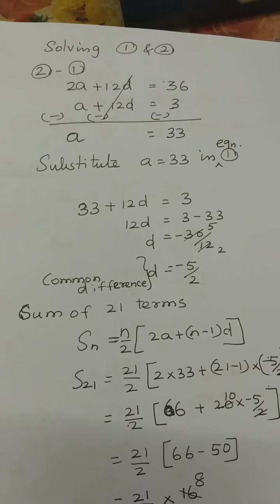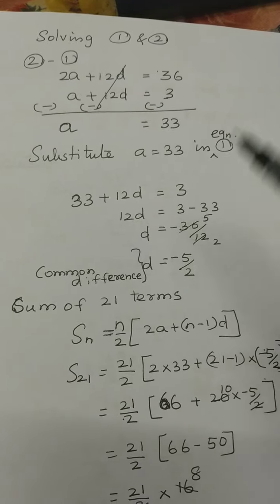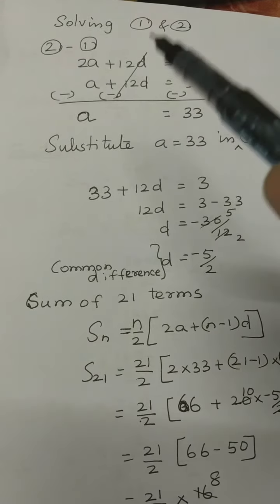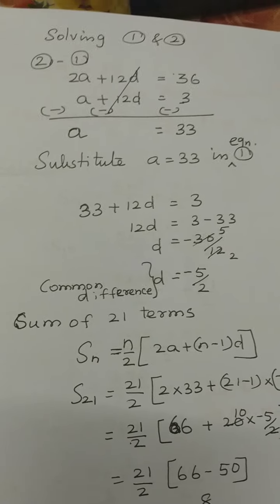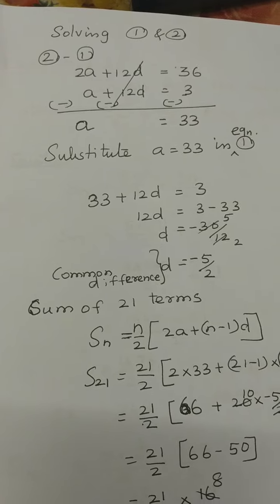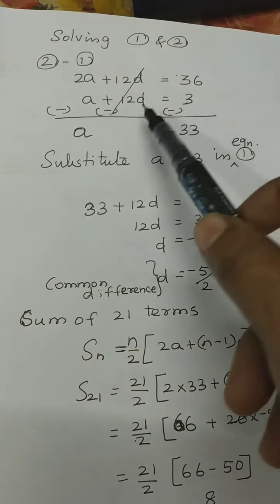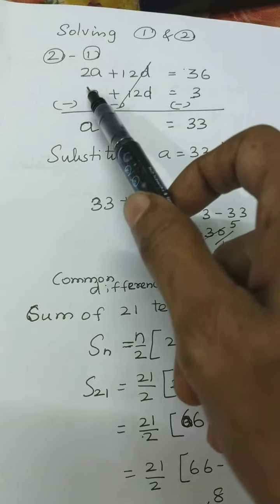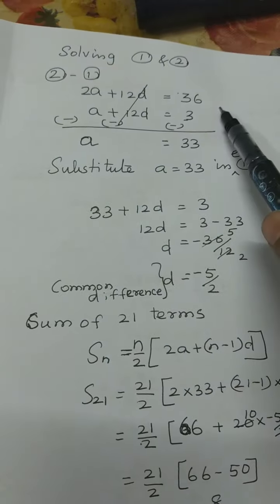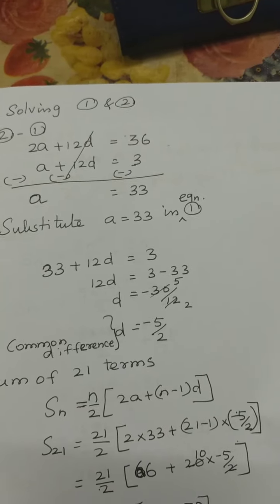Solve these two equations and find the value of a and d. They asked in the question for the common difference and the sum of 21 terms. So for finding the common difference, we use these two equations and subtract them. Second one minus first one. 2a plus 12d is equal to 36. a plus 12d is equal to 3.